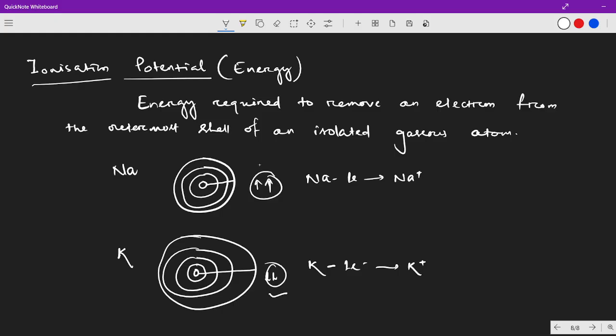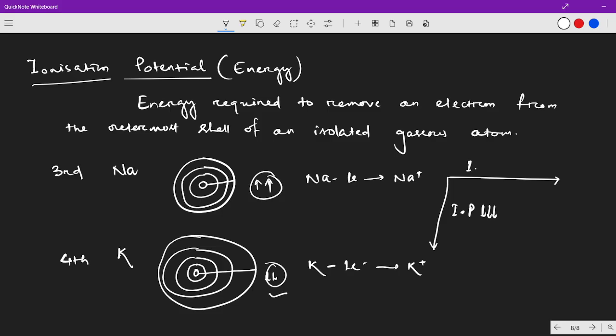So you can see sodium is in the third period and potassium is in the fourth period. So on moving down, the size of the atom increases and it is easier for an element to lose the electron. That means less energy is required. Hence on moving top to bottom, ionization potential decreases. Similarly, when moving left to right, non-metallic character increases. That means the atoms won't lose electrons. Hence, more energy will be required.